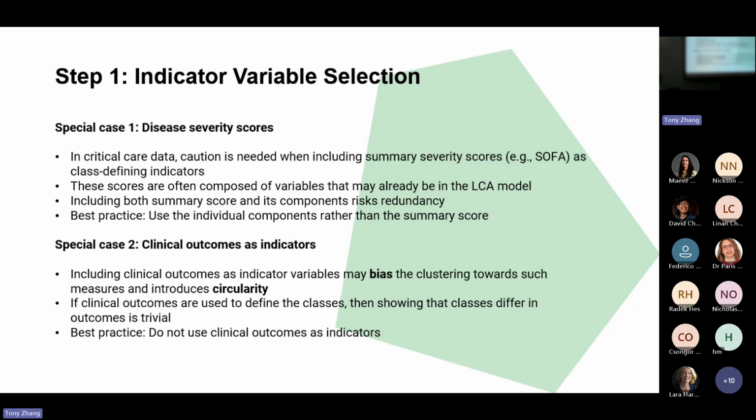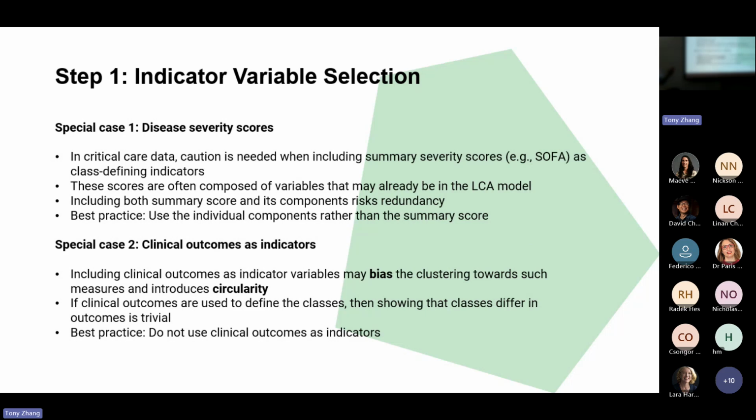And there, I would like to present two special cases. Special case one has to do with the summary score. In critical care medicine research, sometimes people want to use a summary severity score, such as the SOFA. SOFA is the Sequential Organ Failure Assessment. They want to put the summary severity score in their LCA model.